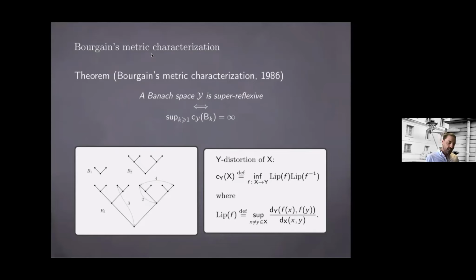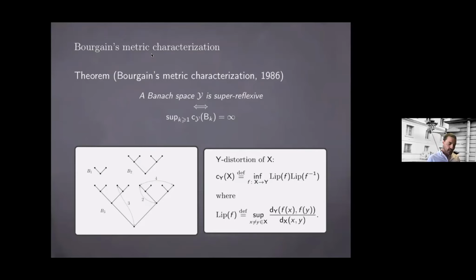So what Bourgain tells you is that in a superreflexive Banach space, the distortion incurred when embedding a binary tree of height k has to blow up to infinity. Superreflexivity is a local property of Banach spaces, so it's a linear property. But this statement here is a purely metric statement. So you have a purely metric characterization of a linear property, and this is one of the main research avenues in the Ribe program, and this was essentially one of the first steps in the Ribe program.